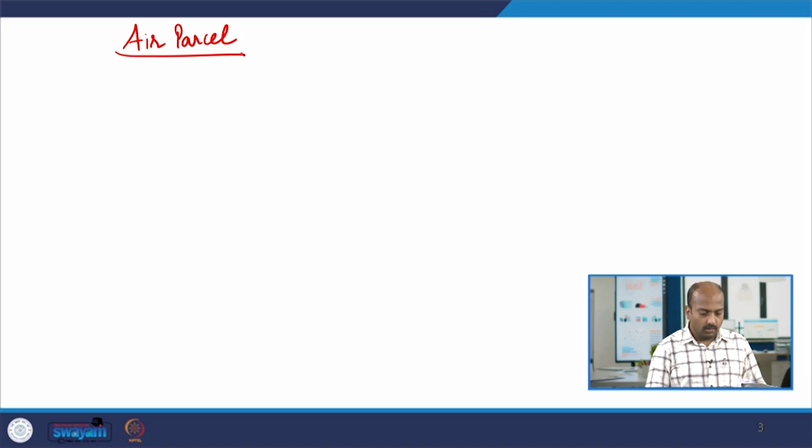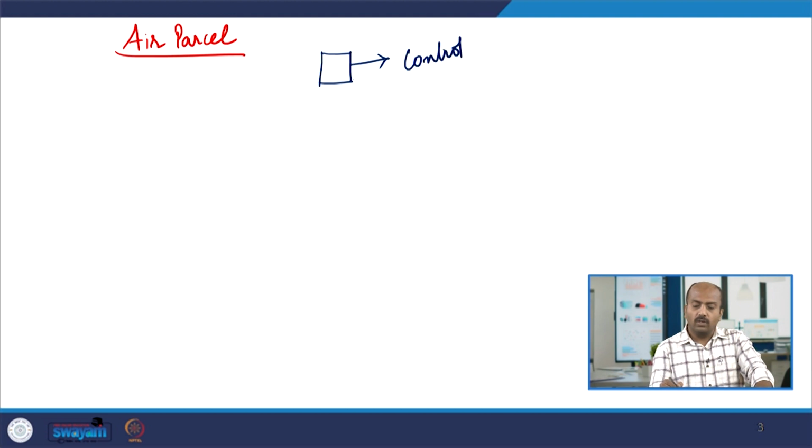Air parcel. So, what is an air parcel? Like I said before, we cannot apply the equations of motion, the laws of thermodynamics, or the laws of fluid dynamics over the entire volume of the atmosphere. We will have to take an infinitesimally small volume of air, and apply the equations on this. This is generally called the control volume.